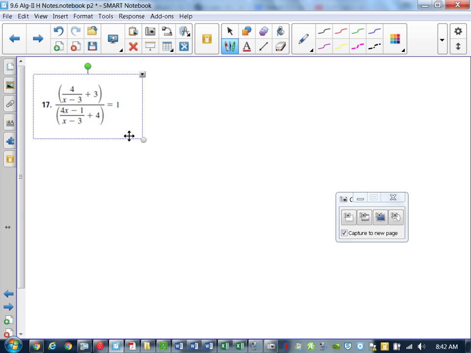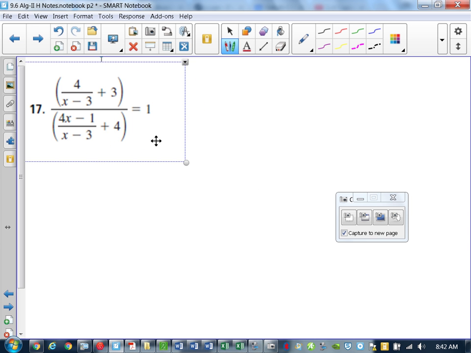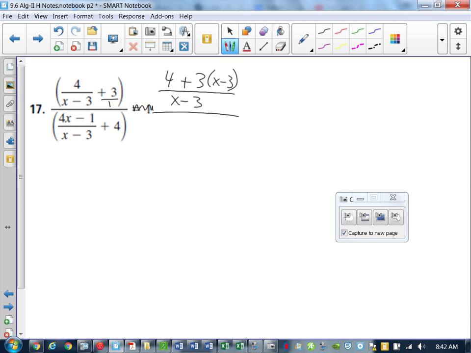Okay. 17, same deal. Don't worry so much about the equals 1 part until you simplify the nasty fraction. So obviously, I'm just going to do this. This is over 1, which means my common denominator is going to be x minus 3. Fraction on the left doesn't need it. Fraction on the right does. Same deal down here. I have that.